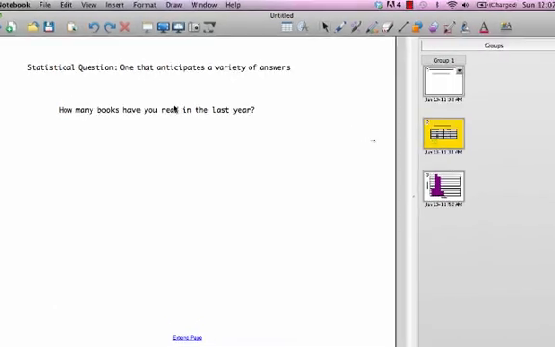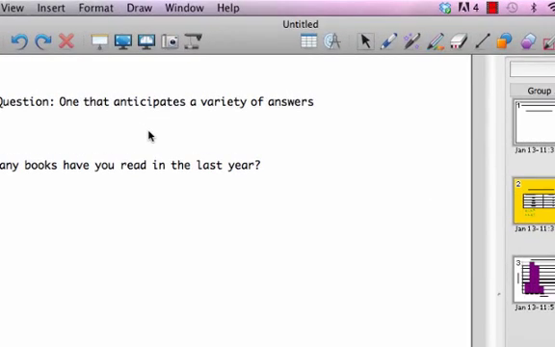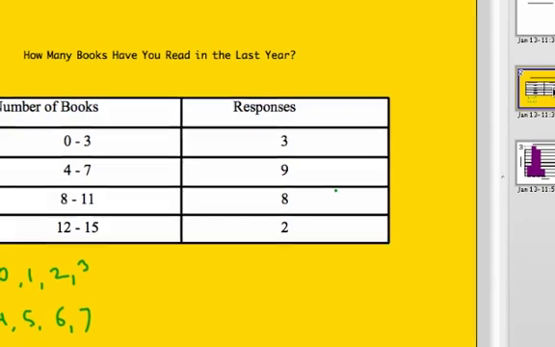Alrighty, we're talking about histograms, and you can start with a statistical question when we talk about histograms. So remember, a statistical question is one that anticipates a variety of answers. So for instance, the question I'm using for this example, how many books have you read in the last year? Hopefully it's a lot. I'm just making up this data set here.